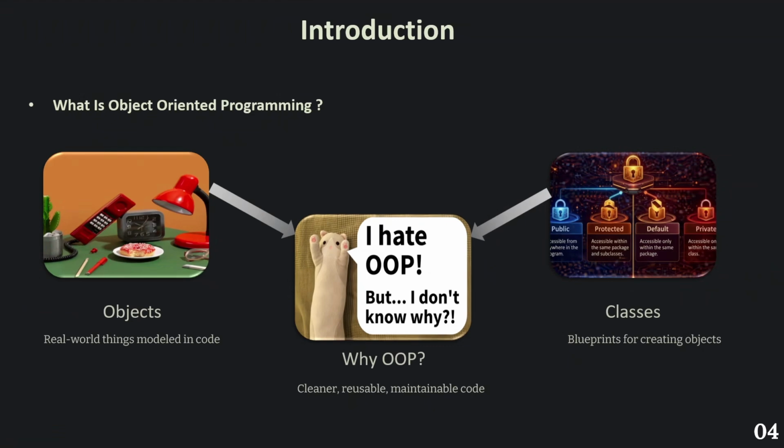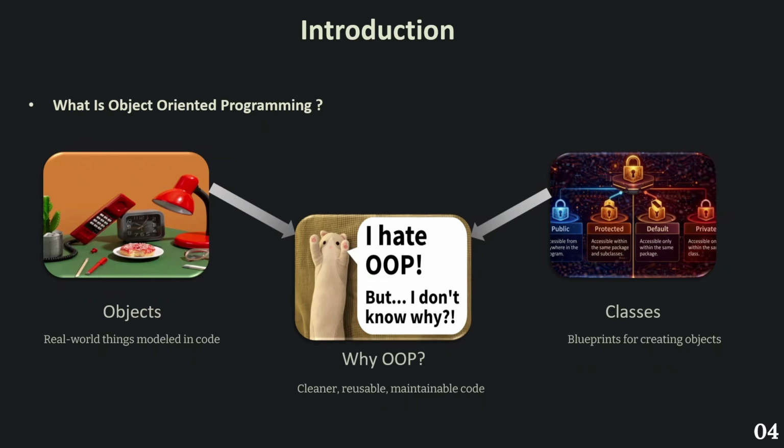First, let's understand what object-oriented programming is. Object-oriented programming is a programming style where we represent real-world things using objects and classes. This approach helps us write code that is more organized, reusable, and easy to maintain.